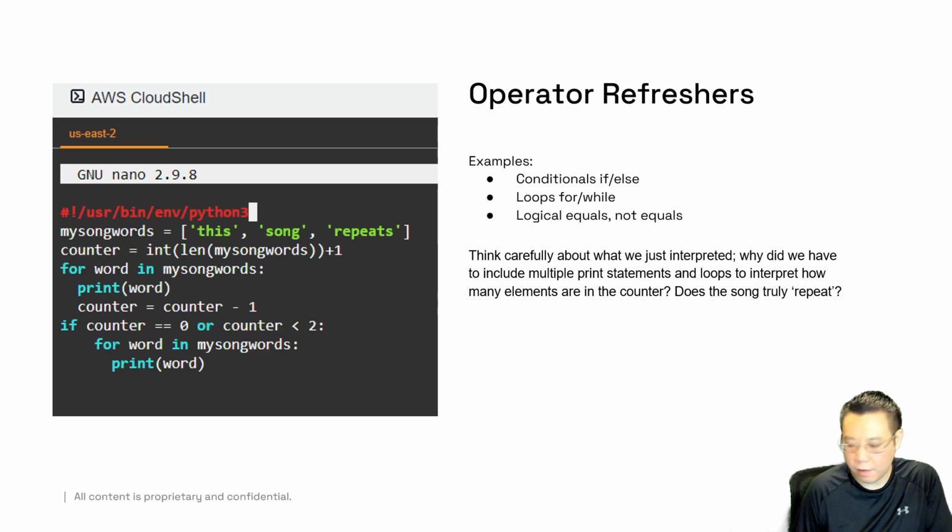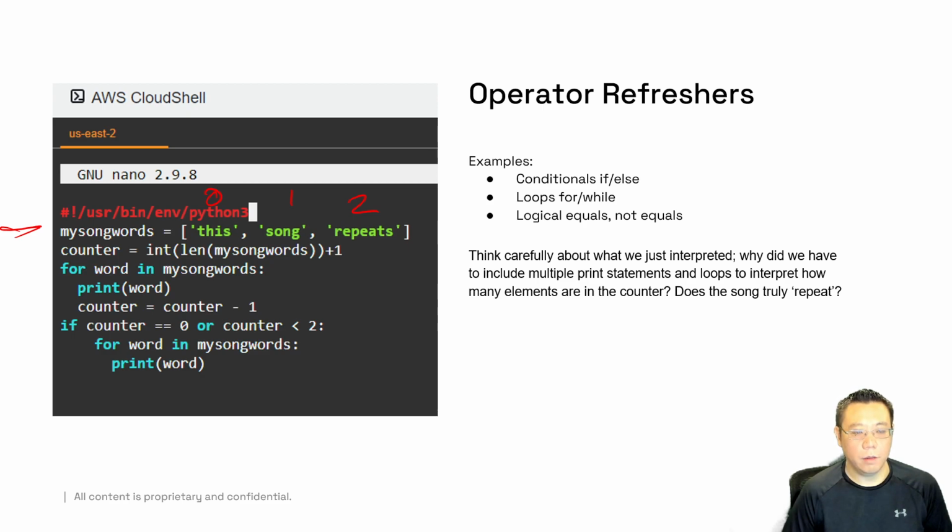We have a list of song words, which is this song repeats, 3 separate words, and we have a counter. We're going to take the length, which is 3, and add 1 to it, right? Actually, not 3 in computer terms, but 2, because this is 0, 1, and 2. So I add the 1, so in human terms, counter is now integer of 3.